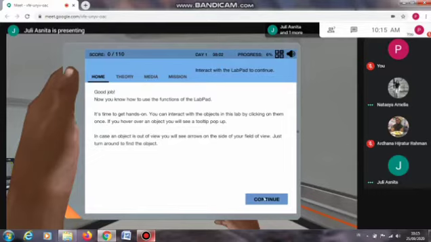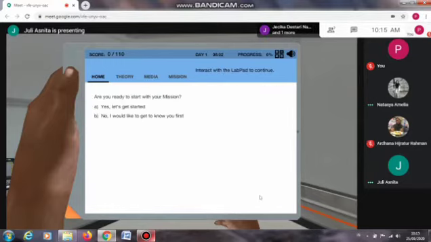Good job. Now you know how to use the functions of the lab pad. It's time to get hands-on. You can interact with the objects in this lab by clicking on them once. If you hover over an object, you will see a tooltip pop up. In case an object is out of view, you will see arrows on the side of your field of view. Just turn around to find the object. Are you ready to start with your mission?